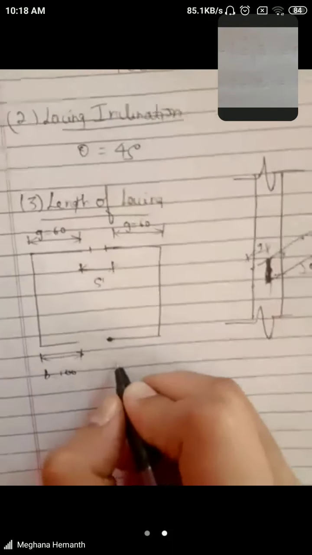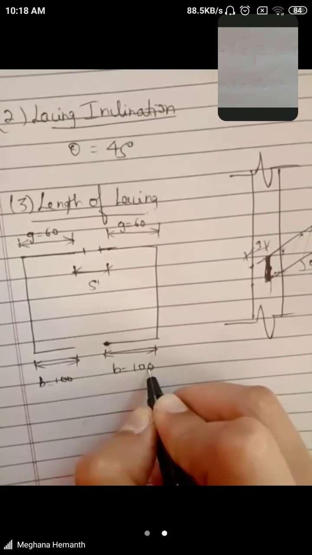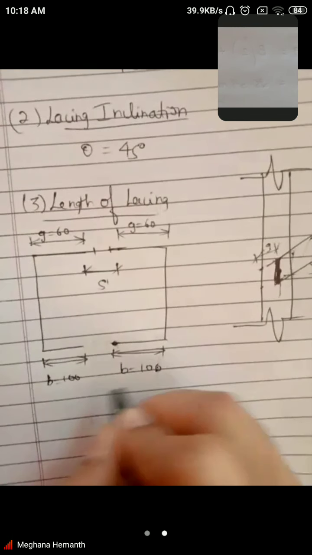So B will be equal to 100, both the sides, because I've chosen a channel section which is equal. So the width B, or width of the flange, will be 100 mm, where you're getting this value from your steel table. Okay, so after you get all these values, now you can calculate the distance.